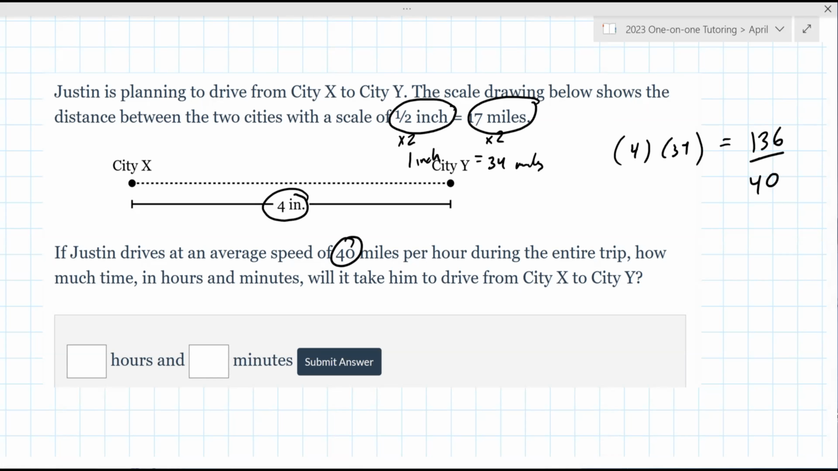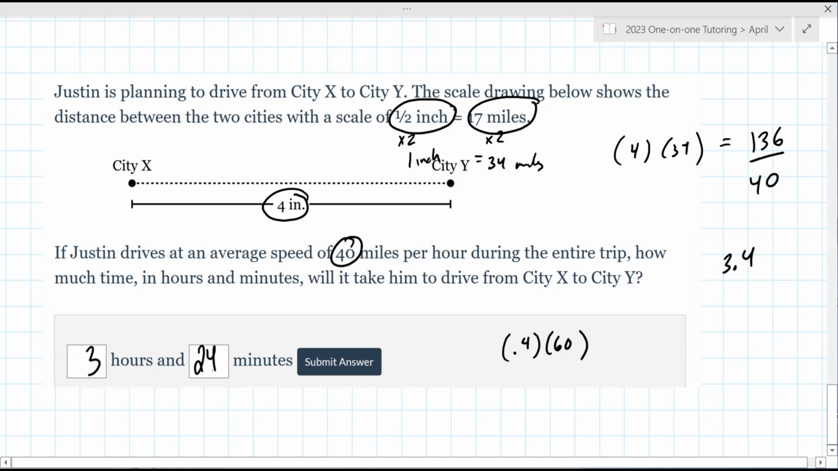It is 3.4, and so that's the 3 hours. And then you take the 0.4 and multiply it by the 60 minutes, which will again be 24 more minutes. Is that okay? Make sense? Yeah. All right. Should we do one more to close it out? 3 for 3? Yeah. Okay.